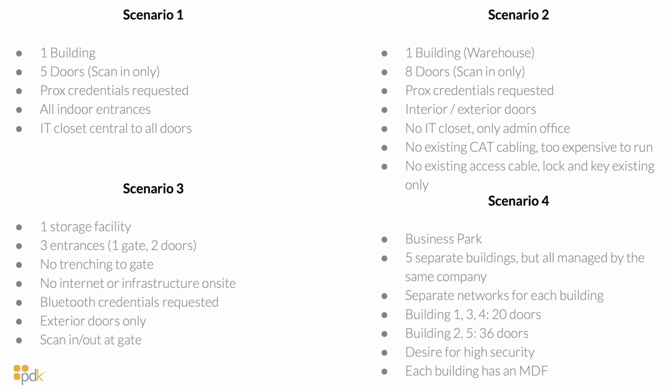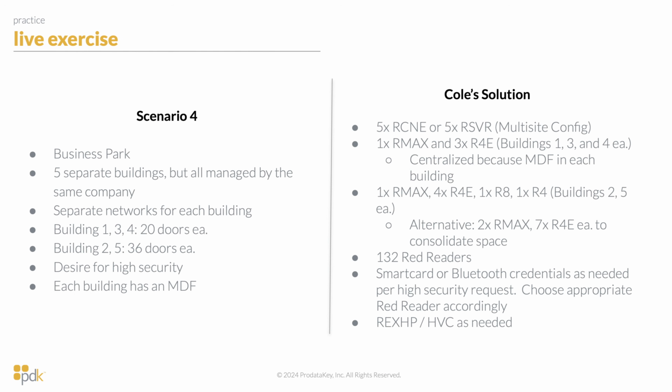All right, let's go ahead and get into it, Jordan. Scenario 4, and if you're typing, just keep typing. Don't even worry about it. Scenario 4, we have our business park with 5 separate buildings. They're all managed by the same company though. So this is going to be our key indicator that we need a multi-site configuration. Separate networks for each building. Building 1, 3, and 4 have 20 doors each. Buildings 2 and 5 have 36 doors each. And they have a desire for high security. And again, these are all centralized MDF.